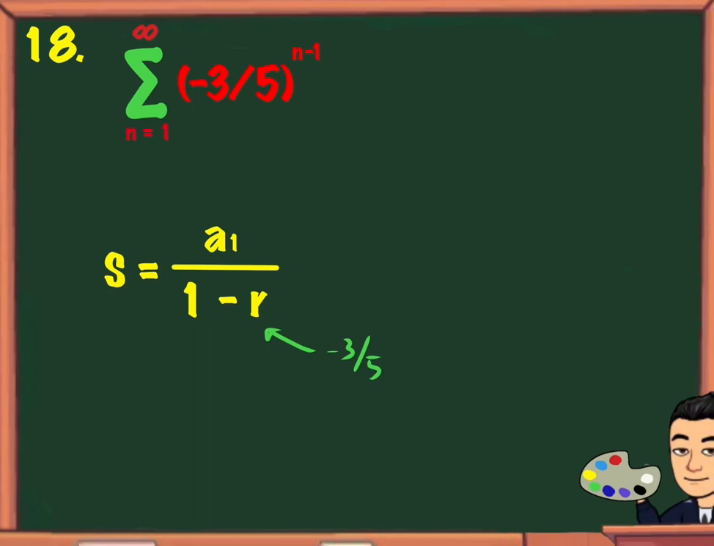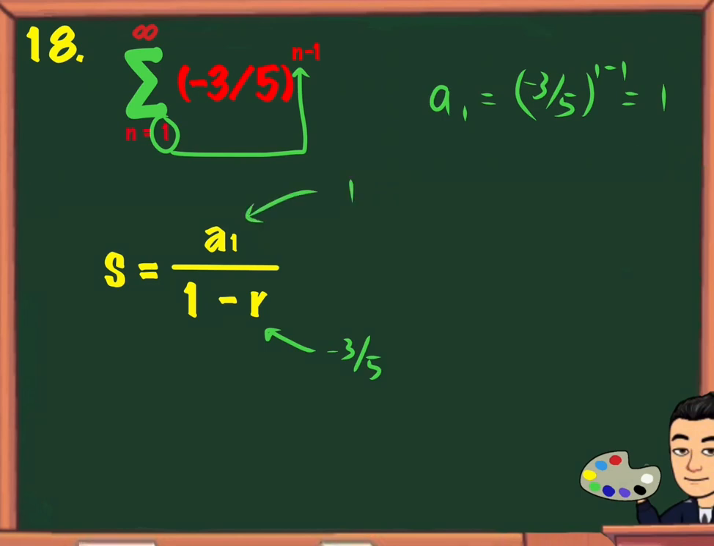Then let's find out what a sub 1 is. You plug in the first value for n into the expression. So that's -3/5 to the 1 minus 1, so it's to the 0th power. That's going to be 1. So your a sub 1 is going to be 1.